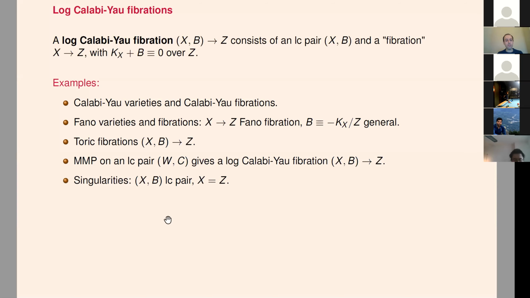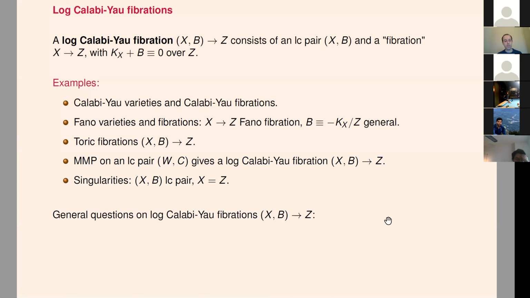Another set of examples is given by taking a pair (X, B), let's say a log canonical pair, and taking Z just to be equal to X. So X to Z will be the identity. Then we have a log Calabi-Yau fibration, and we can still say something non-trivial, or ask very difficult questions, even in the setting when X to Z is just the identity map.